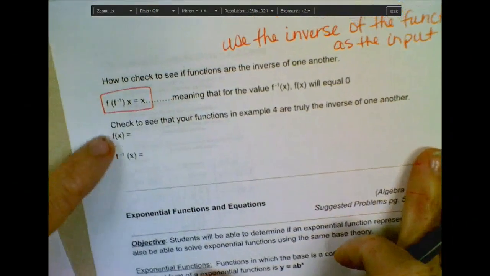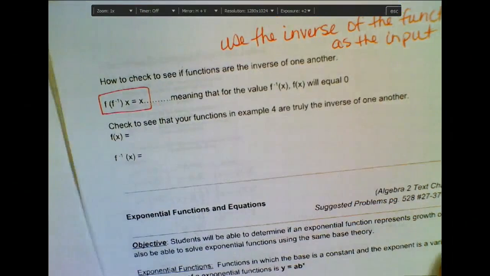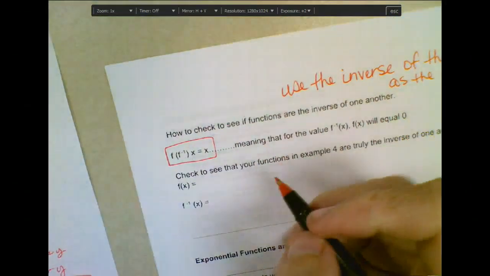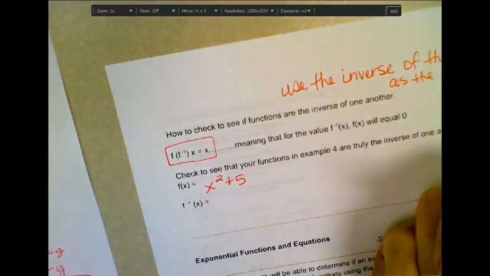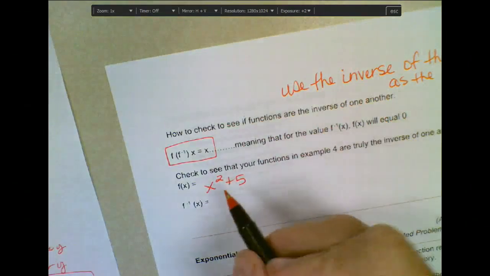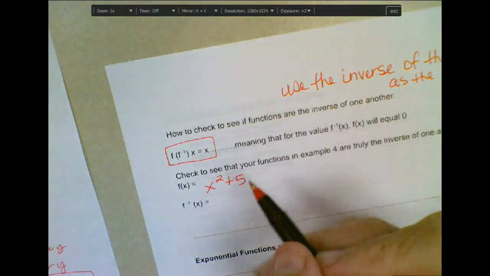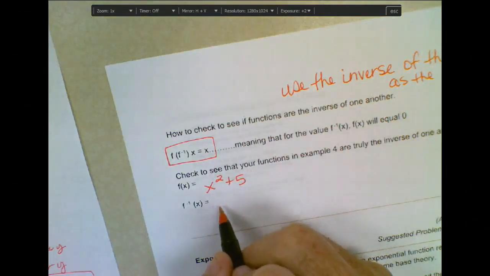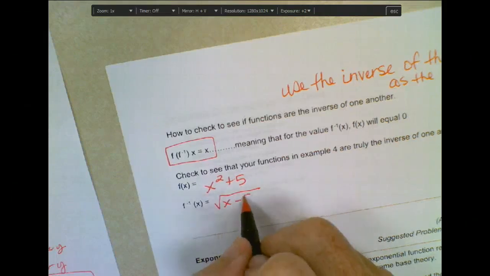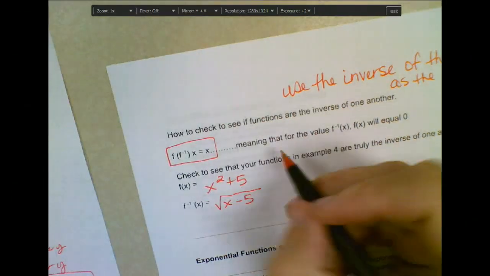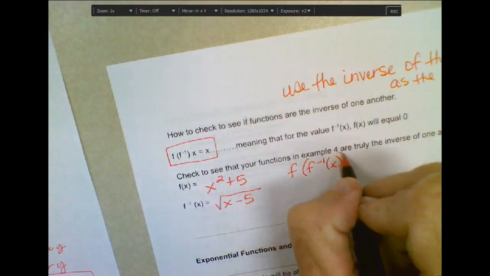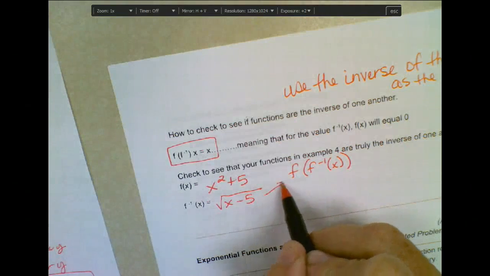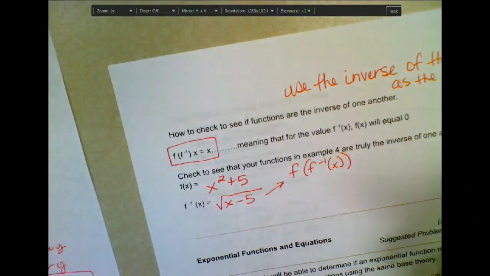Okay? So in this case, let's use our example number 4. For number 4, our original function was x squared plus 5, and we came up with an inverse function of square root of x minus 5. So I'm going to calculate f of f negative 1 of x. This is going to be my input into this function.